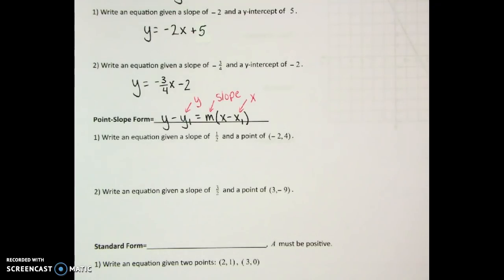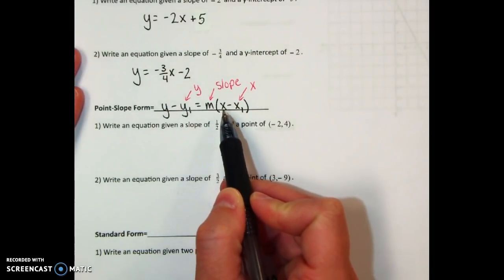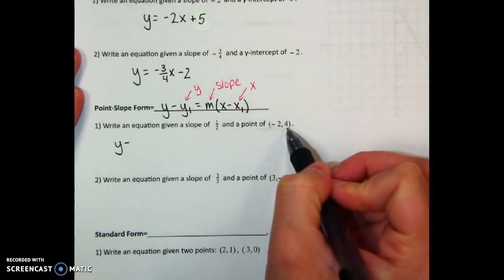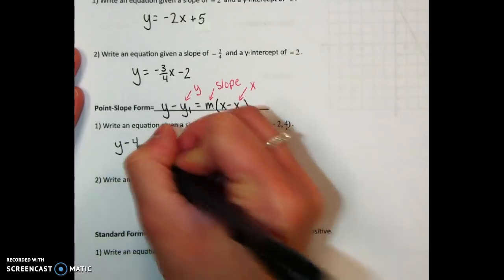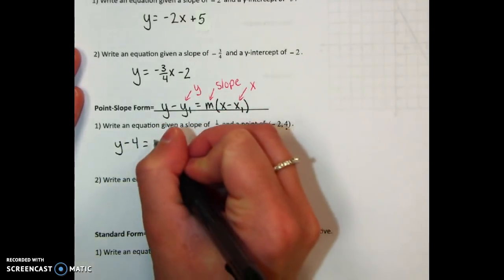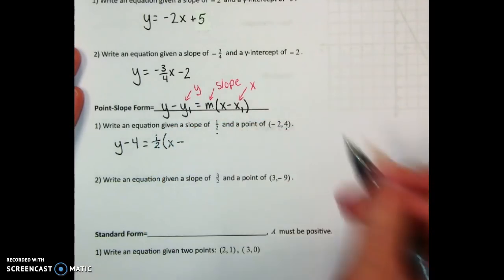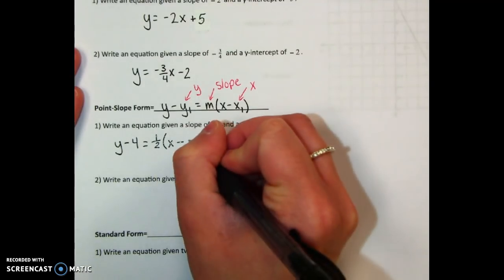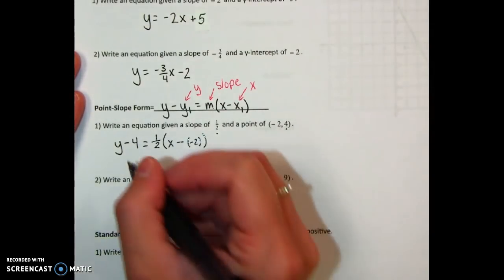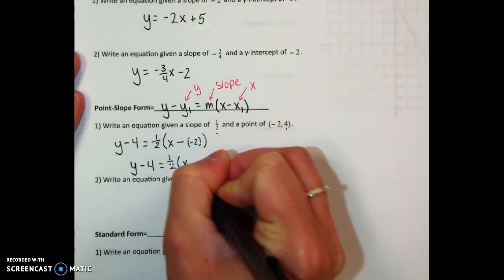So now let's plug it in. So this y and this x just stay the same. Everything else you'll have to substitute in for. So that would be y minus, and then the y is 4, equals, m is the slope. Here's the slope, so 1/2. Inside parentheses, put x minus, and it's -2. But really that's +2, right? Because it's minus a negative. So it's really y minus 4 equals 1/2 x plus 2.